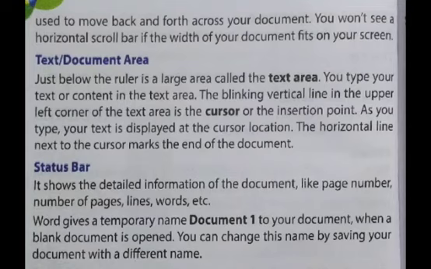In the status bar, the document's detailed information is shown, like the page number of the document, how many lines, how many words, etc. When you open a blank document, there is a temporary name called Document 1 and you can change it to a different name.